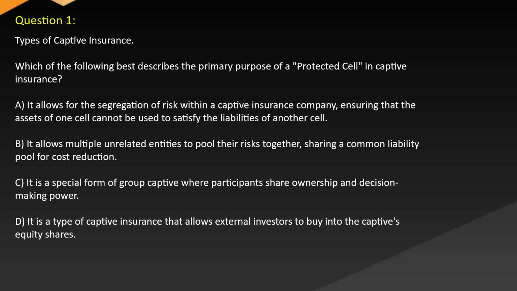B. It allows multiple unrelated entities to pool their risks together, sharing a common liability pool for cost reduction. C. It is a special form of group captive where participants share ownership and decision-making power. D. It is a type of captive insurance that allows external investors to buy into the captive's equity shares.